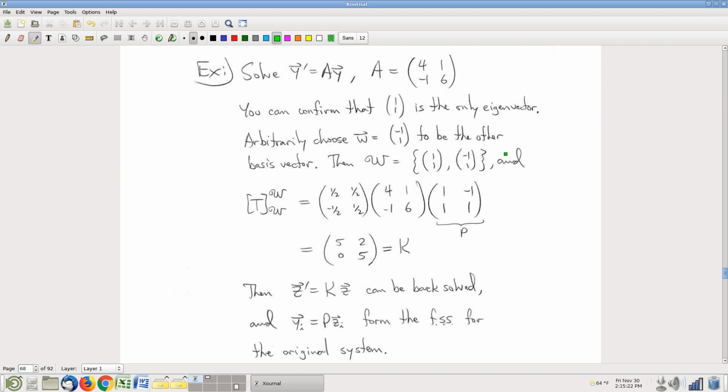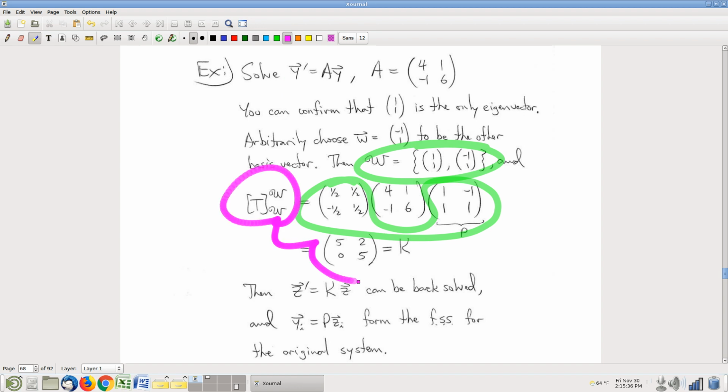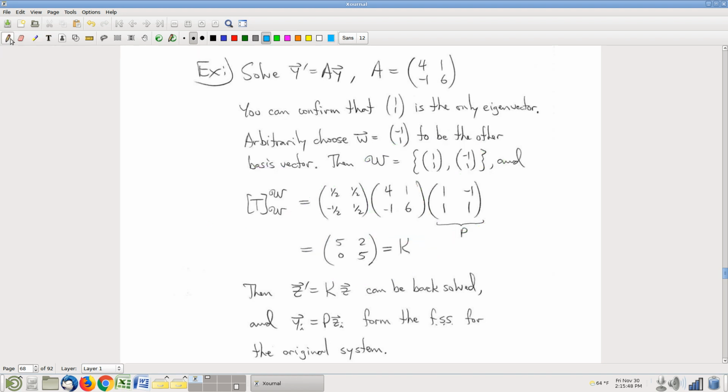This basis, one of the vectors of which is an eigenvector. Do the conjugation. And notice that the result, it's not Jordan form, right? We've got this annoying little 2 right here. That makes it not Jordan form, but it's still back solvable, right? This system right here, you write it out.